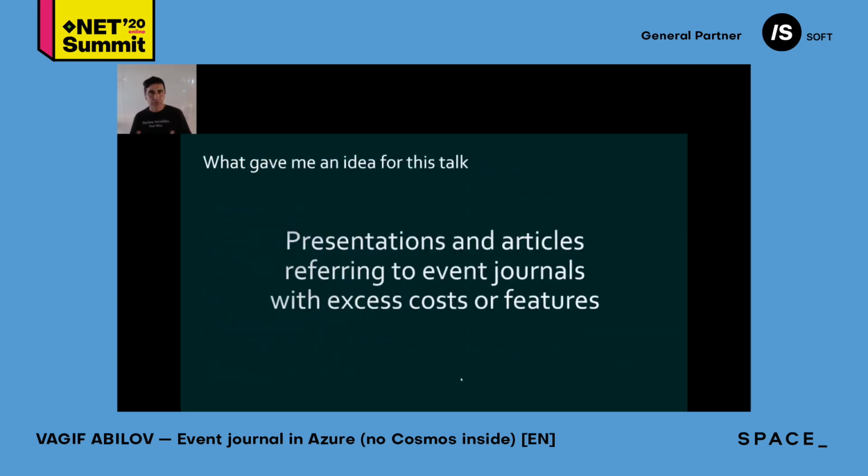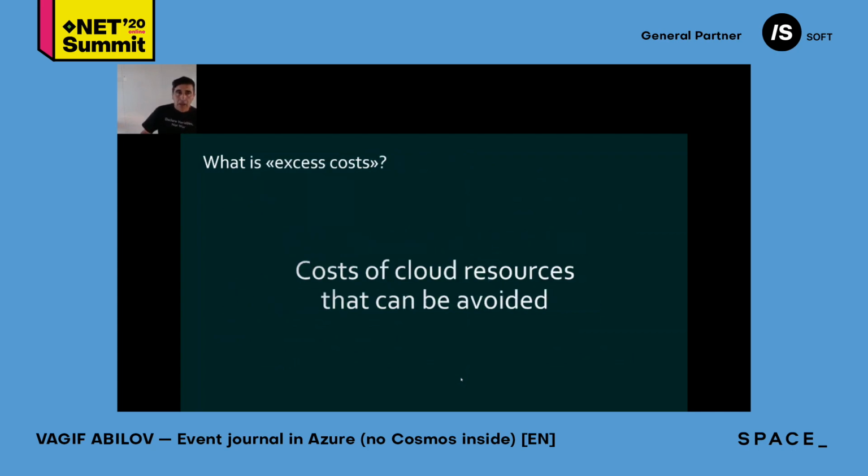I was somewhat provoked to give such a talk by watching some presentations and reading some articles, which I'd say demonstrated some excess costs of features when they showed how to build event journals. And I need to explain myself a little. When I'm talking about excess cost, it's the cost of cloud resources that can be avoided. Because event journals have relatively small requirements to implement. So sure, you can use different storage types when implementing event journals, but how to choose the one which will bring your costs down. And as we will see, the difference in cost is actually quite big. It can be up to 10 times.